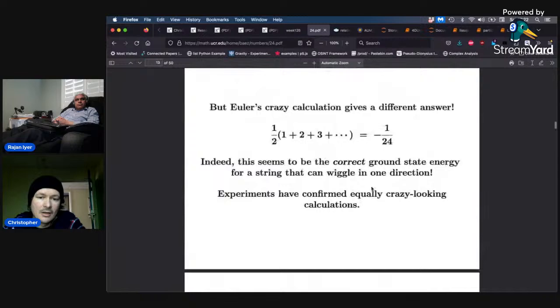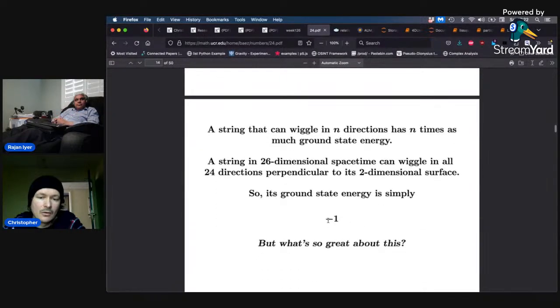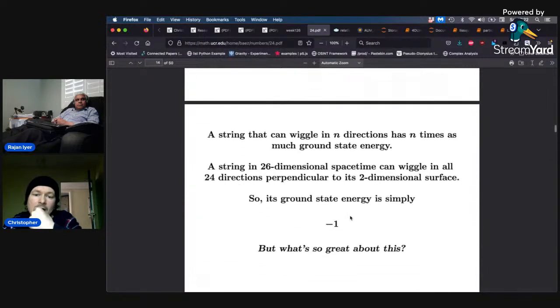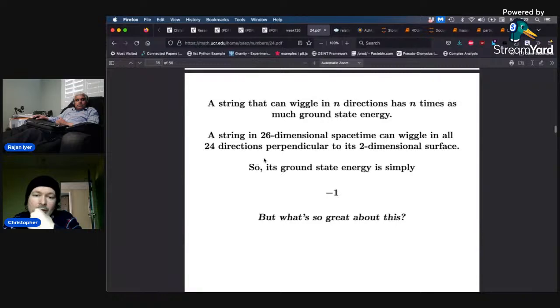But the ground state is more easily calculable when it's -1. So then you have to do a 2 plus n kind of calculation, which gives you 26 dimensions or 24.